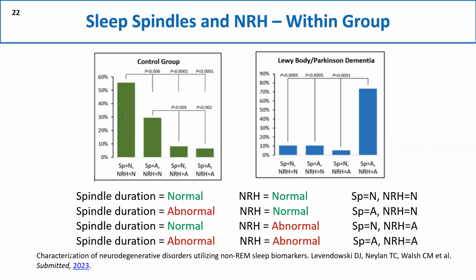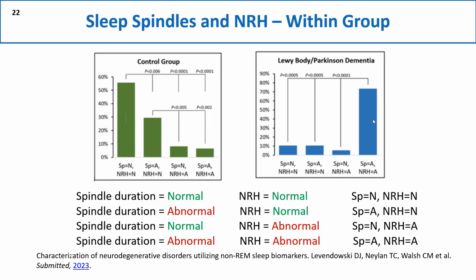variables were very, very loosely negatively correlated, about negative 0.21. It was significant, but not very strong. So we believe these two biomarkers are relatively independent. Here, what we're looking at is over 55% of the controls had normal spindle duration and normal non-REM hypertonia, and another 30% had abnormal spindle duration, but normal non-REM hypertonia. And both of these proportions were significantly greater than the two characterizations that required abnormal non-REM hypertonia.